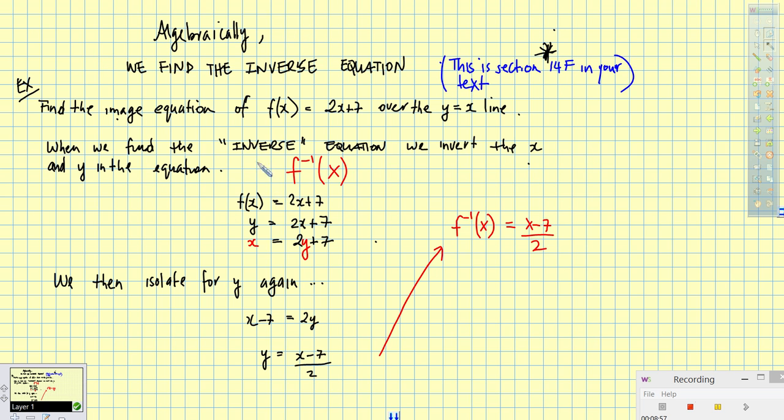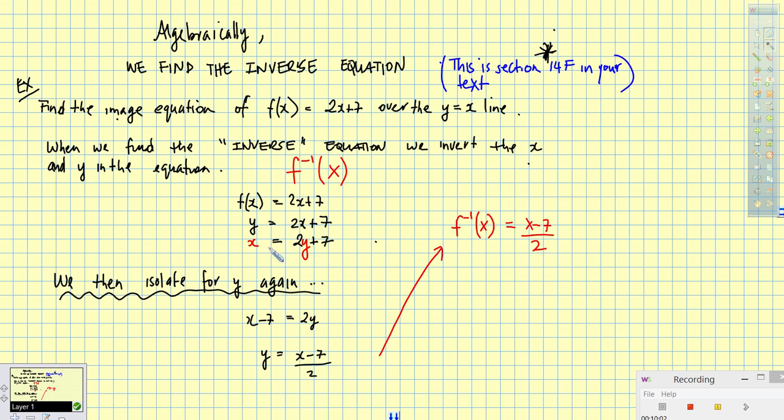in that I will take my y's and my x's and I will swap their positions. So, here's my first example, f of x equals 2x plus 7, and I'm going to find the image equation over the y equals x line. So I will write f of x equals 2x plus 7, and then I will write y equals 2x plus 7, because remember that f of x and y are exactly the same thing. And then from there, I will switch the positions of the x and y. Wherever there was an x, I will place a y. Wherever there was a y, I will replace with x. And when I've done that, I will then isolate for y again.